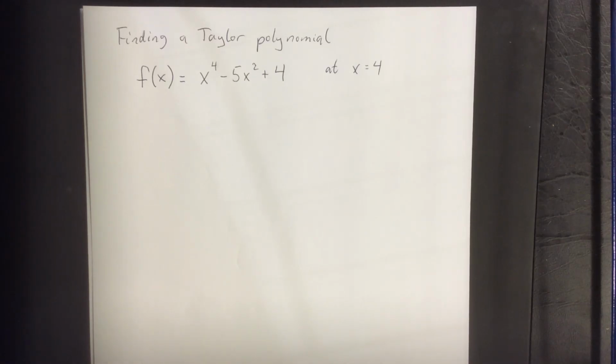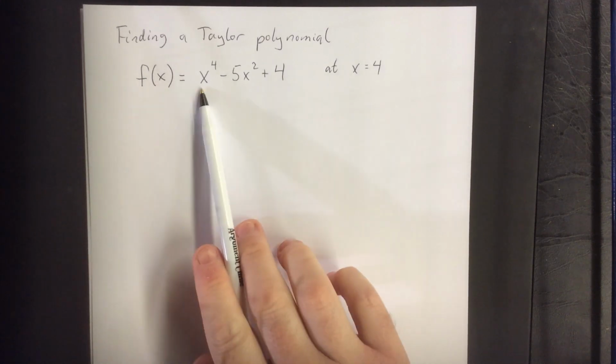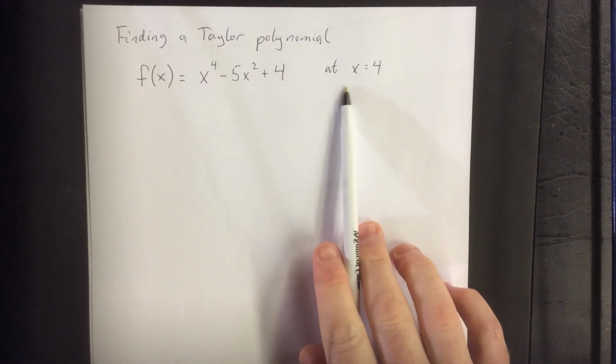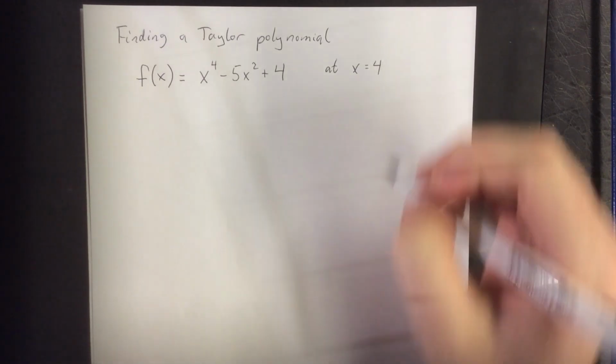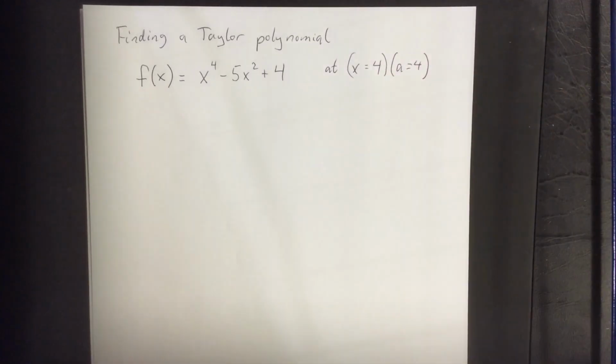For an example of finding a Taylor polynomial, I would like to take the following polynomial, which is f of x equals x to the fourth minus 5x squared plus 4. I'd like to center it about the point x equals 4. Now I guess rather than saying x equals 4, we could also say a equals 4, as that's what we'll be doing.